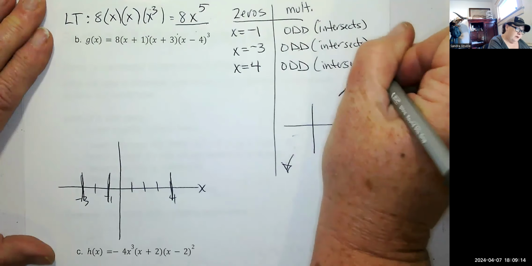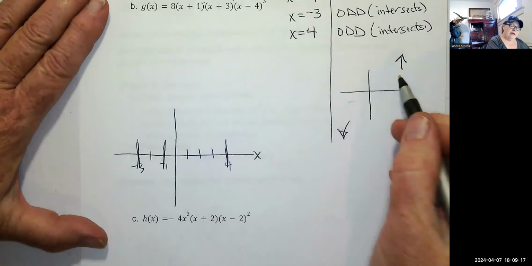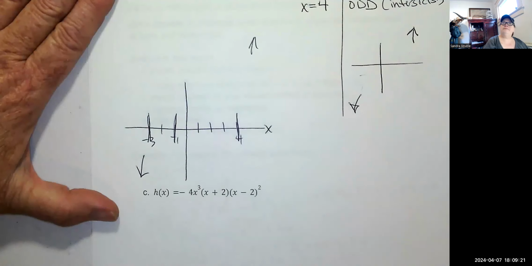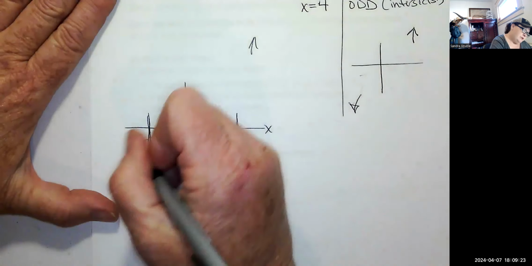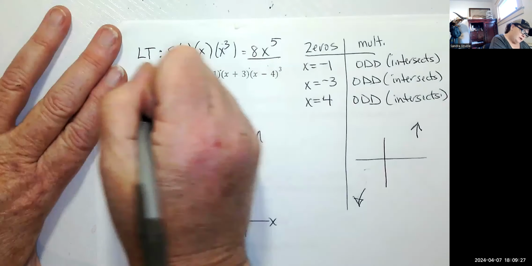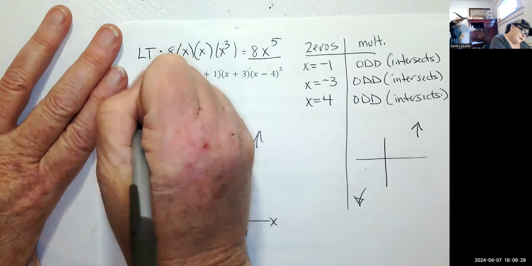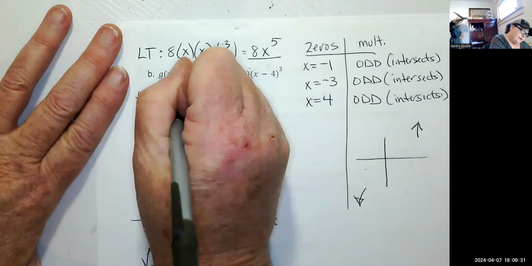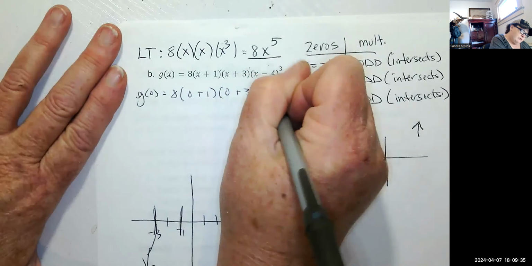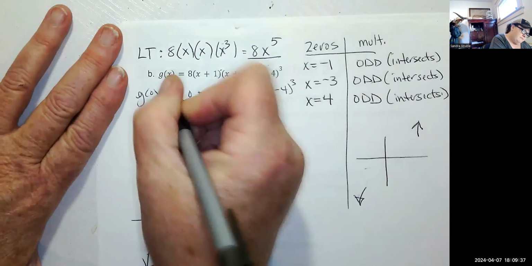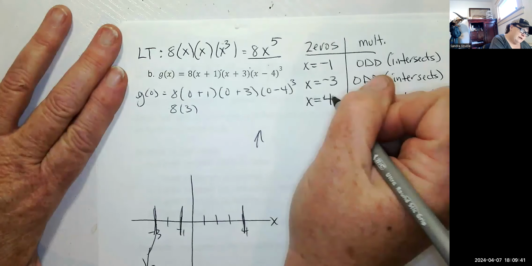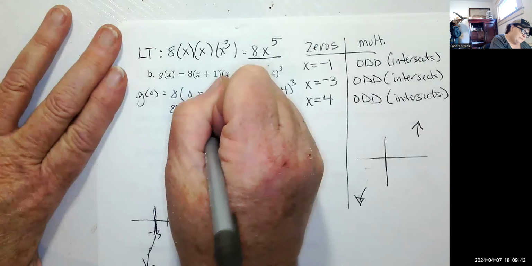Okay. So my end behavior, I see that I'm going to be going up over here and down over here based on my leading term. Oh, I haven't done my y-intercept. Let's do that real quick. So g of 0 is 8 times 0 plus 1, 0 plus 3, 0 minus 4 cubed. It's going to be 8 times 1 times 3 times 64. And it's negative.